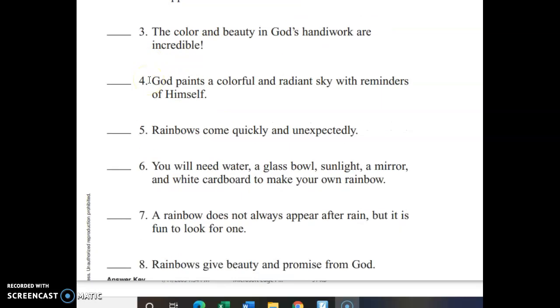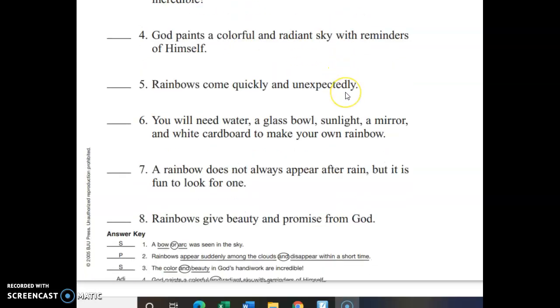Let's go down to number 3. The color and beauty in God's handiwork are incredible. What's the conjunction in this sentence? And what does it join? Hopefully your answer was and. Color and beauty is the subject of the sentence.